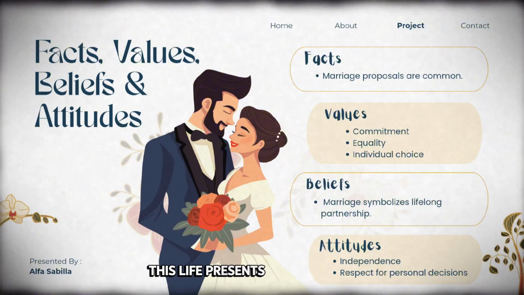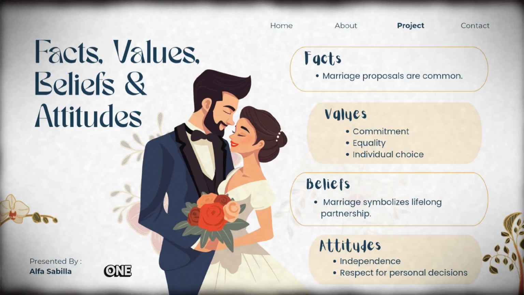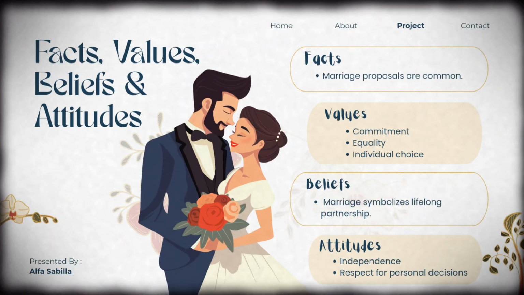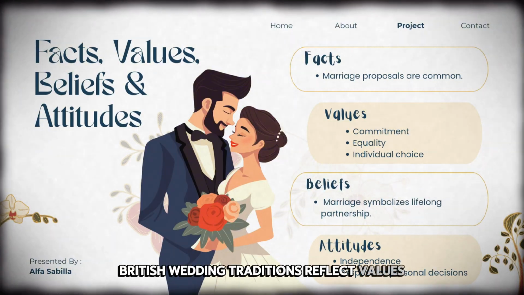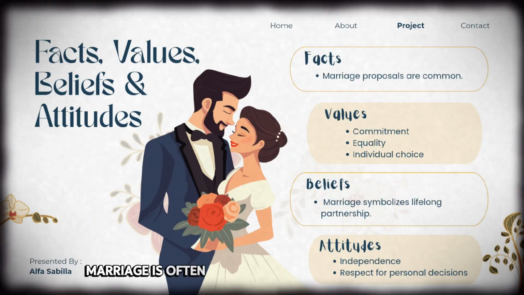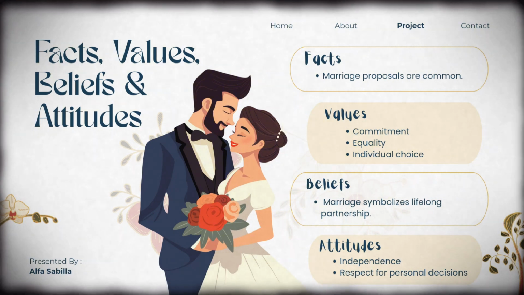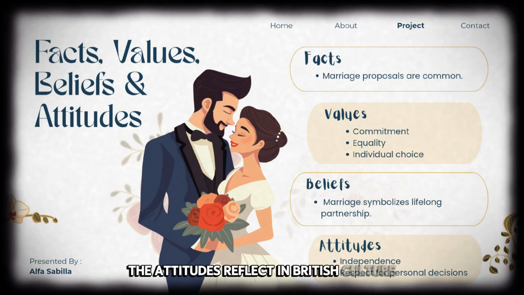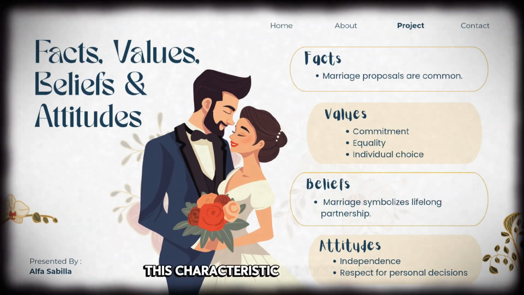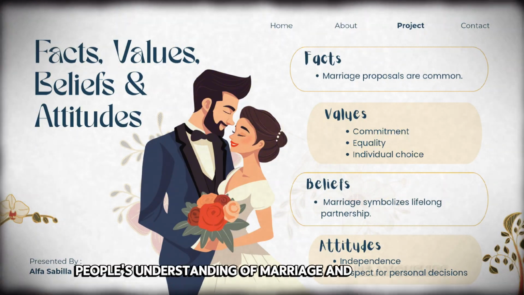This slide presents the facts, values, beliefs, and attitudes found in British wedding traditions. One common fact is that marriage proposals are an important part of this process. British wedding traditions reflect values such as commitment, equality, and individual choice. Marriage is often viewed as a lifelong partnership built on mutual respect and love. The attitudes reflected in British culture include independence and respect for personal decisions. This characteristic demonstrates how cultural perspectives can influence people's understanding of marriage and relationships.